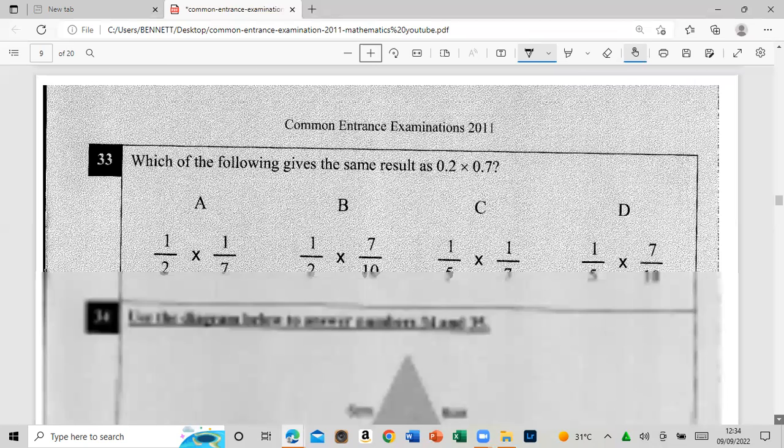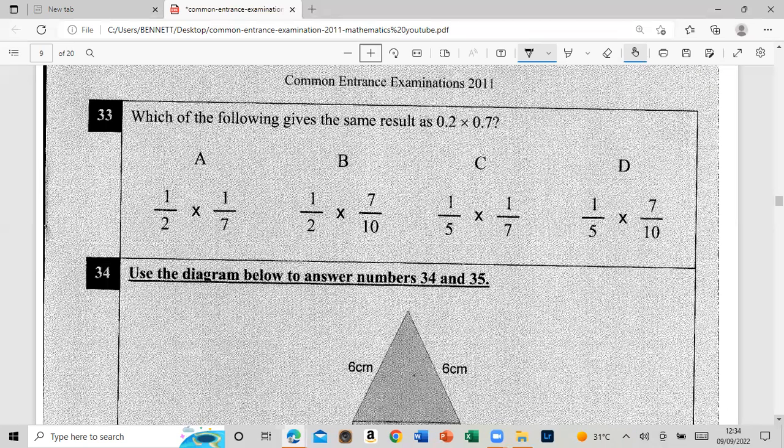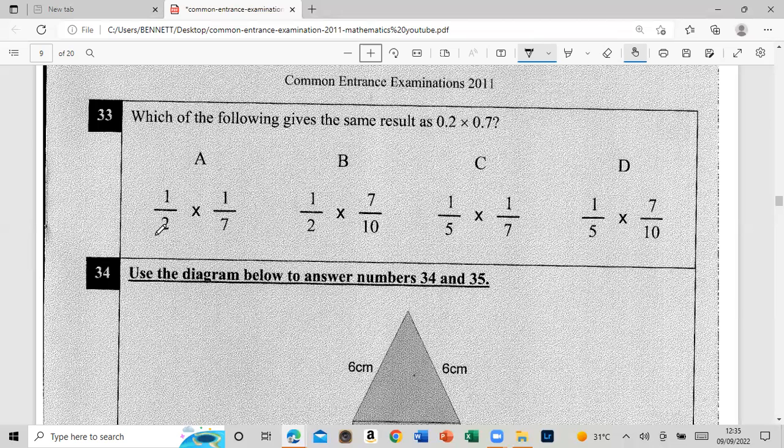All right, which of the following gives the same result as 0.2 multiplied by 0.7? So basically, we have to look at each fraction and see. All right, so a half is 0.5, so we can eliminate the one with a half, because a half is not 0.2, right? All right, next, this is 0.2, but this is not 0.7. So we can eliminate this one. So it left us with this, but let us still check. 1/5 is equal to 0.2, and 7/10 is actually 0.7. So that would be D.